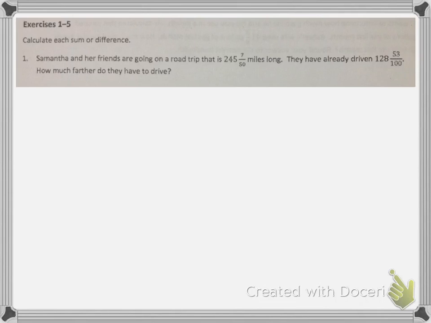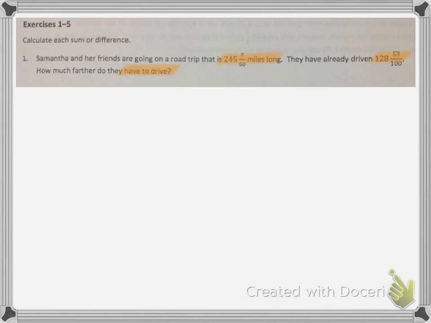The first thing I have to do here is decide: am I going to add or subtract? Let me get a highlighter here so I can show you what I do. I am going to take the number of miles that the complete road trip is, 245 and 7/50ths miles, and take away the miles that they've already driven. That will leave me with the distance that they still have to drive. So this is going to be a subtraction problem.